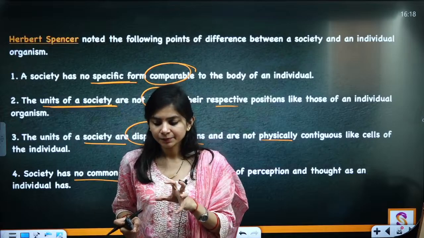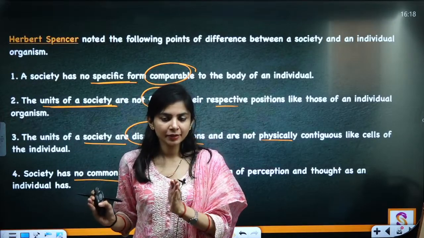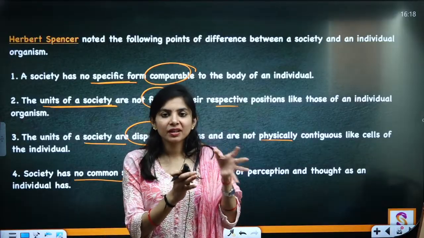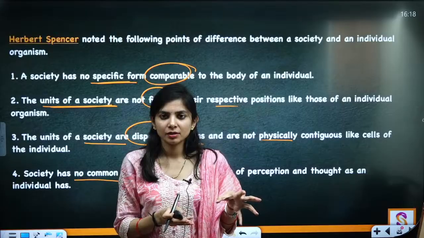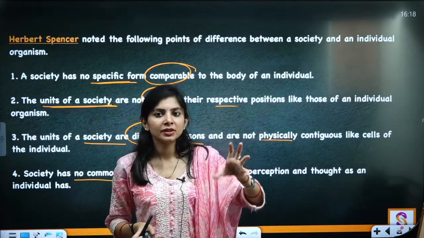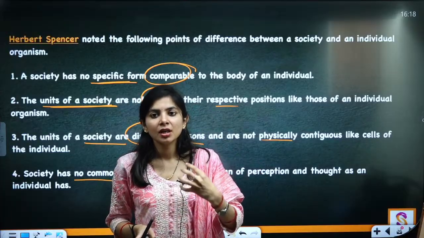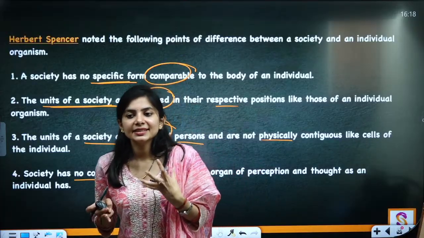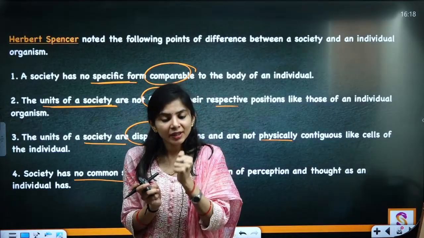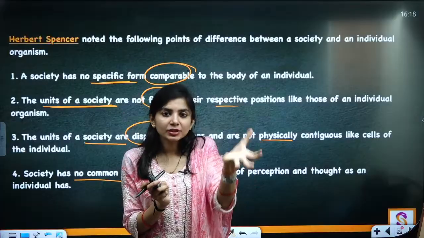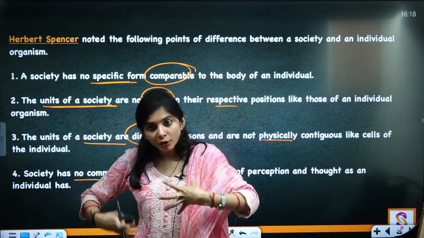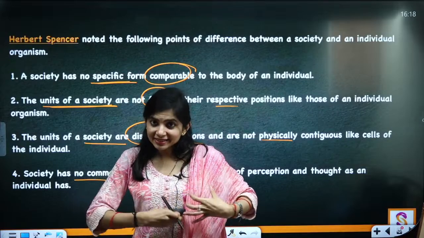Aristotle said that the human being's bodily structure could be compared with the societal structure. But Herbert Spencer said that for the individual human being's body structure, cells have to form a group. Only then will we have tissue. Tissues have to form a group. Only then would we have an organ. Now the organ would be managed in a certain way.